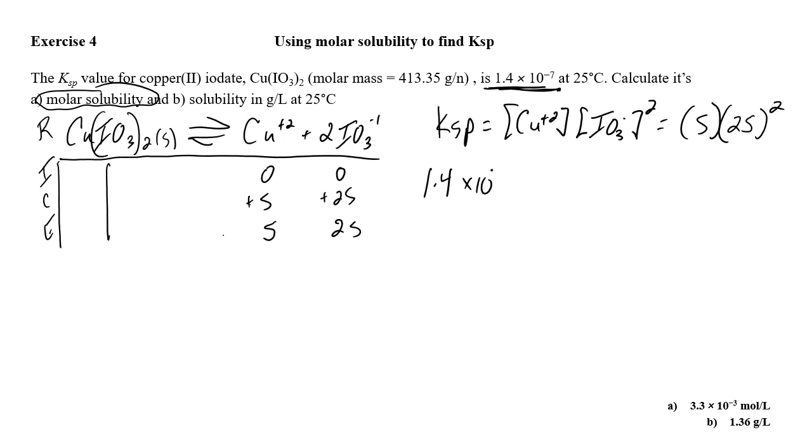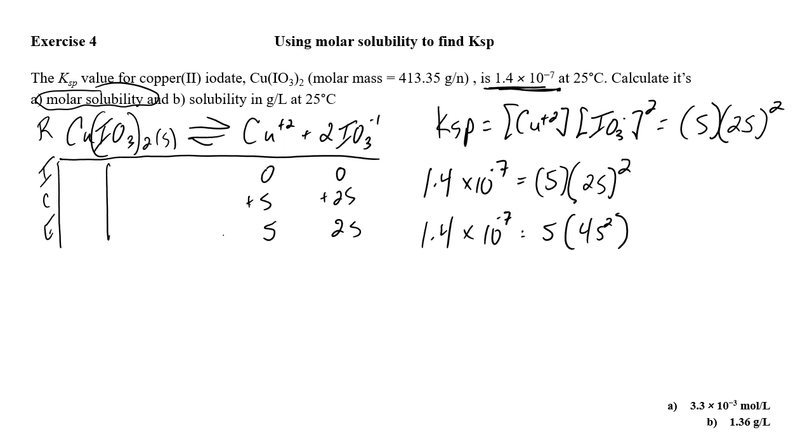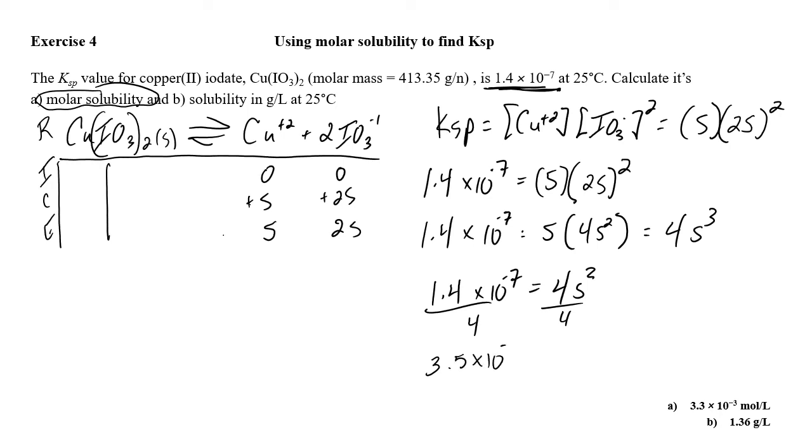So 1.4 times 10 to the negative 7 equals S times 2S squared. Let's just walk through the algebra. 2S squared is 4S squared, which equals 4S cubed. So now we have 1.4 times 10 to the negative 7th equals 4S cubed. Divide both sides by 4, and you get 3.5 times 10 to the negative 8. If you raise that to the one-third power, that will be your S value.